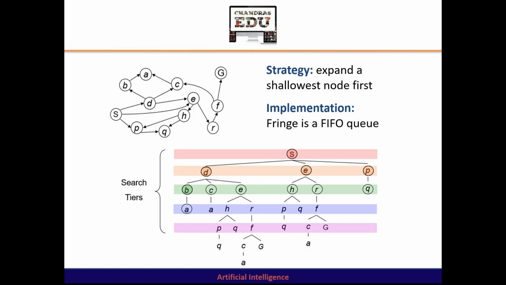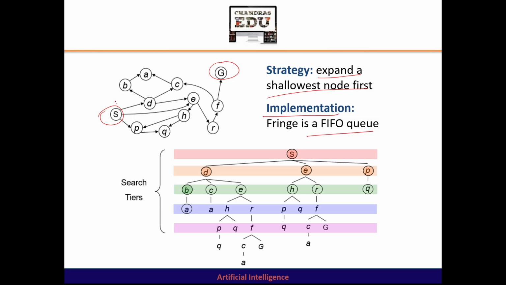So here is one more example which we discussed in depth first search also. Here we will be using breadth first search to find the solution. S is nothing but the initial state, and G is nothing but the final state. As in breadth first search, we will try to explore the shallowest node first, and for the implementation, as we discussed, a FIFO queue needs to be followed.